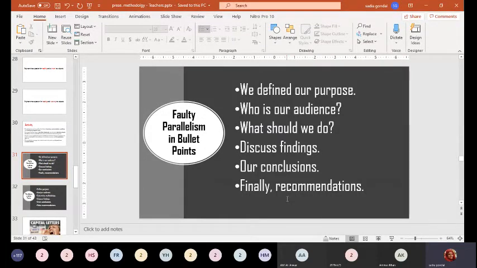See, what's the problem with this slide? This is the objective slide of the presenter that I taught you that there should be an objective slide. Because this is a PowerPoint slide, we have given our objectives in bullet points, but there is a problem of faulty parallelism in these bullet points.